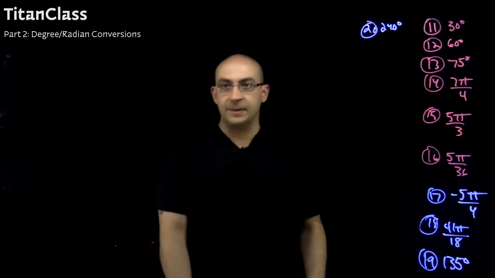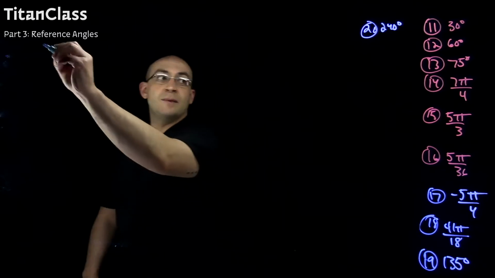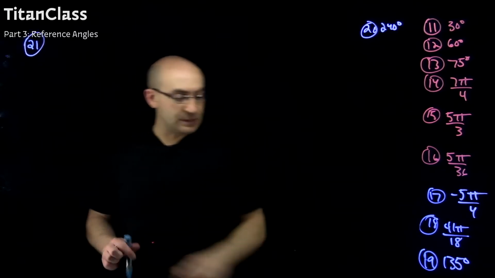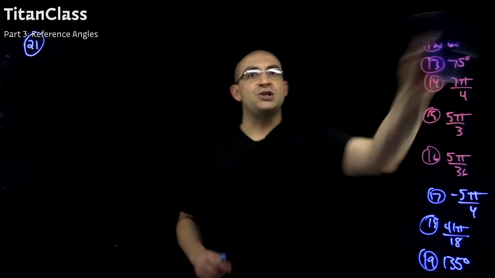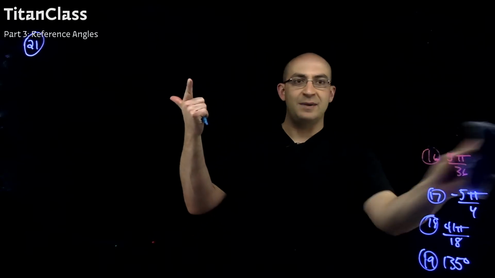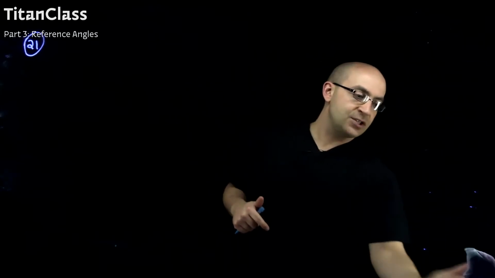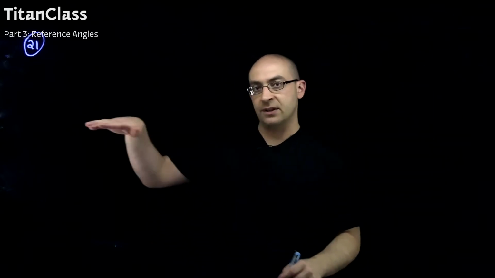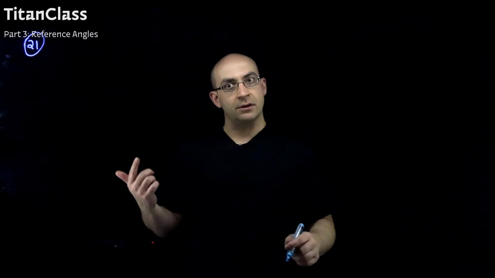Reference angles, because degrees and radians are too easy. All right, number 21. Reference angles. Okay, reference angles have to be two things. They have to be positive and they have to be acute. The other thing that is super important with reference angles is that it's always in reference to the x-axis, or 180 degrees. If you know that, you're in great shape.